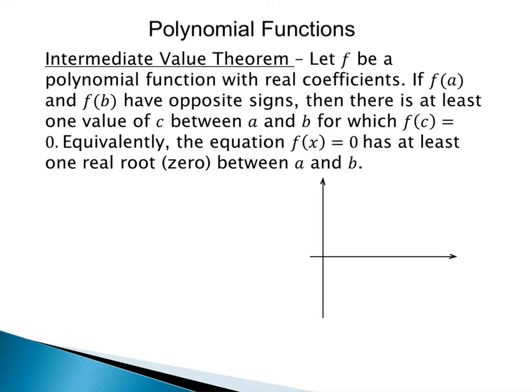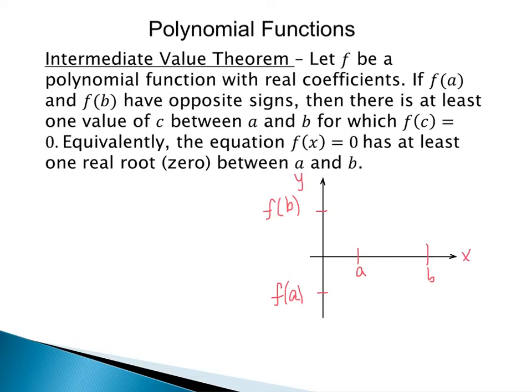I know that's a lot of words, so let's walk through what it means. If we have some polynomial f, and f of a and f of b have opposite signs, remember the function value means your y coordinates. So if we have some a for x, we have an f of a that might be negative, so below our x-axis, and then some other value b, where different signs means it would be positive. What that means is that there's at least one value of c between a and b such that f of c equals 0.